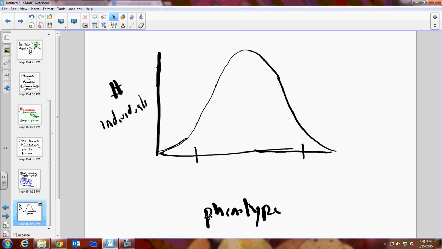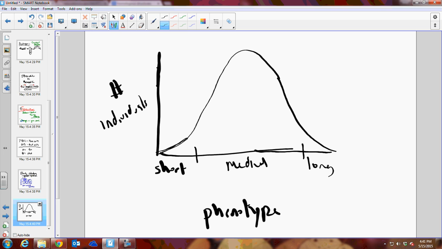Well, let's just take, for instance, chicken leg length. All right, some chickens are going to have really short legs. Some chickens are going to have really long legs, but most chickens are going to have medium length legs. All right. Now, what can happen in a population like this?